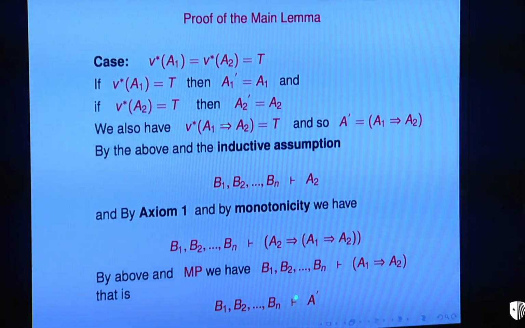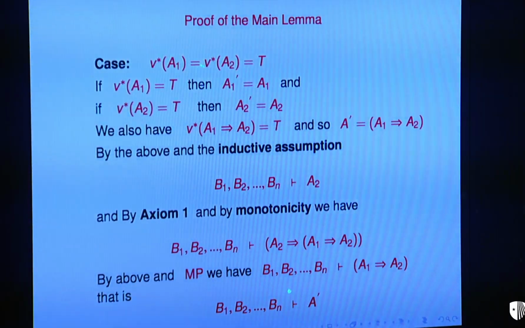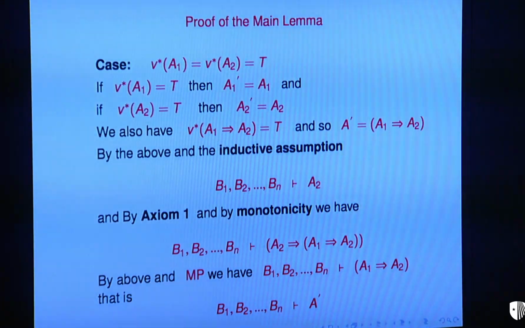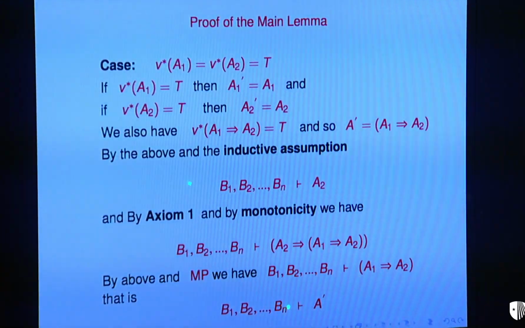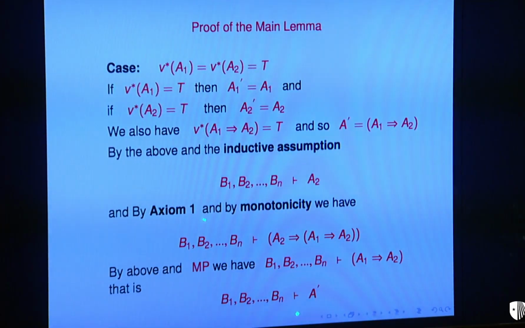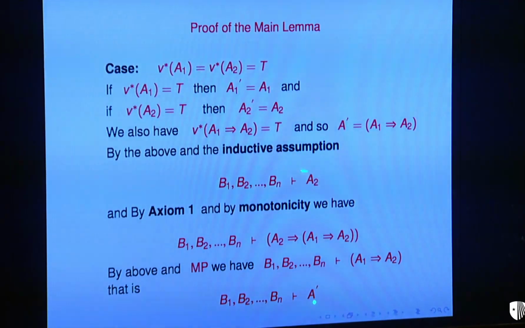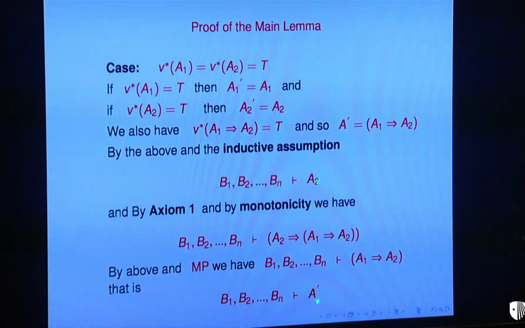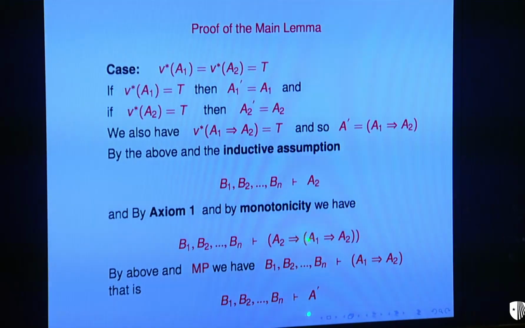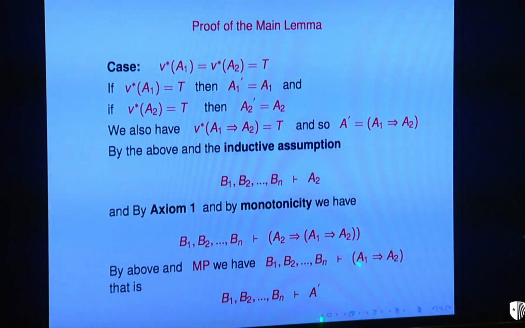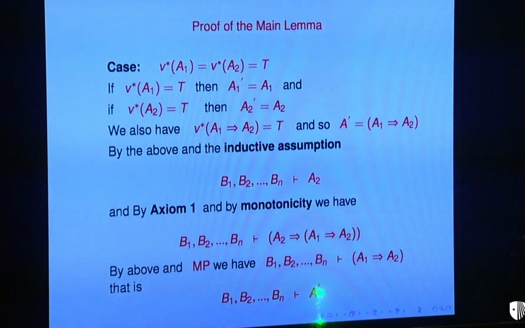So we evaluate A1 implies A2: because they are both T, it would be T. So A prime is just the implication. By inductive assumption, B1 through Bn by monotonicity proves A2. Now we have axiom 2 and monotonicity, because I want to cut this A2. You see, A would be A1 implies A2. I want to cut this A2, but I have axiom 1, which I can write as A2 implies (A1 implies A2), and I cut A2, and I get that B1, ..., Bn proves A1 implies A2, which was our A prime.